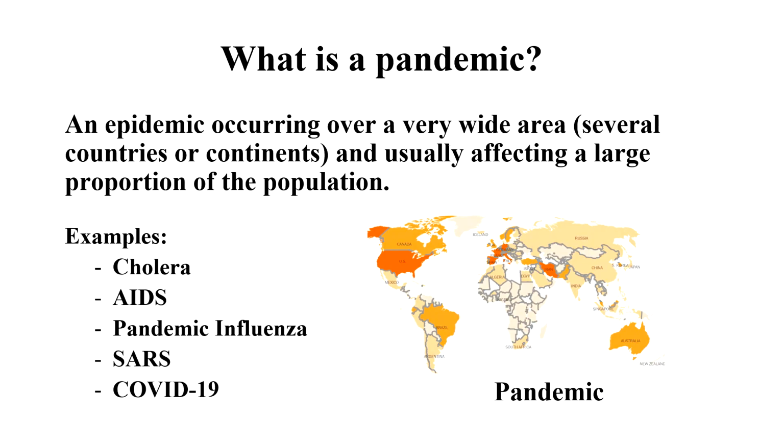A pandemic, on the other hand, is an epidemic occurring over a very wide area, several countries or continents, and usually affecting a large proportion of the population. Examples from the literature as well as from history, obviously: cholera, AIDS, pandemic influenza, SARS, COVID-19, and we can go even further back to the Black Plague and even further than that, obviously.